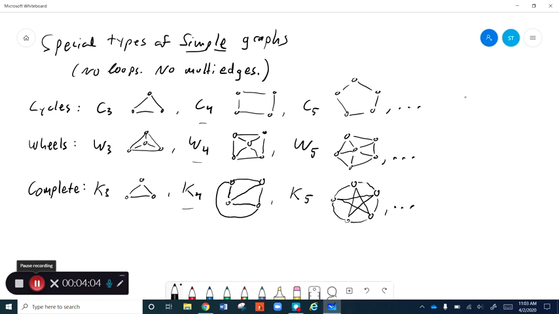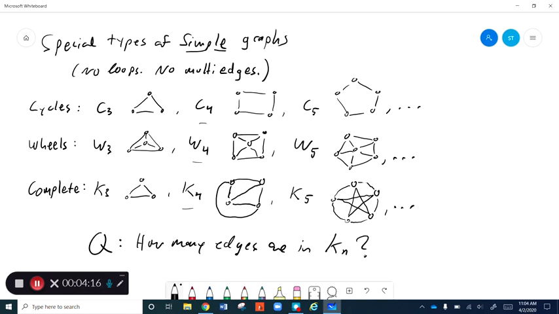By the way, real quick question. How many edges are in Kn? How many edges do you think are in Kn? That would be the complete graph on n vertices. There's a quick and easy formula for that, but I want you to pause the video and take a minute to think about it. See if you can figure that out on your own. It uses a formula that we learned back in chapter 6.